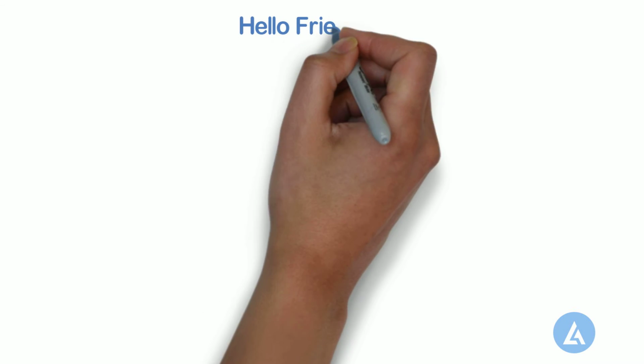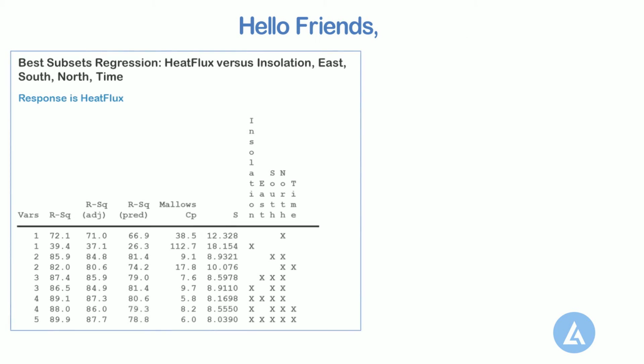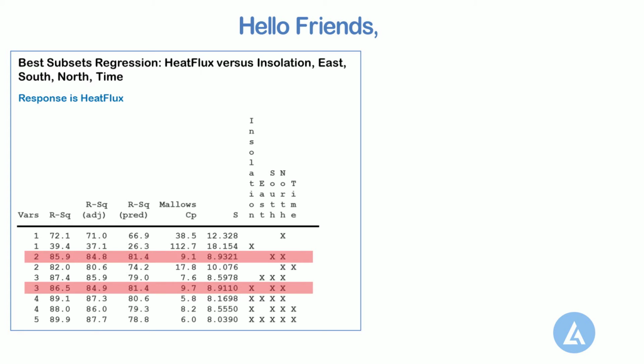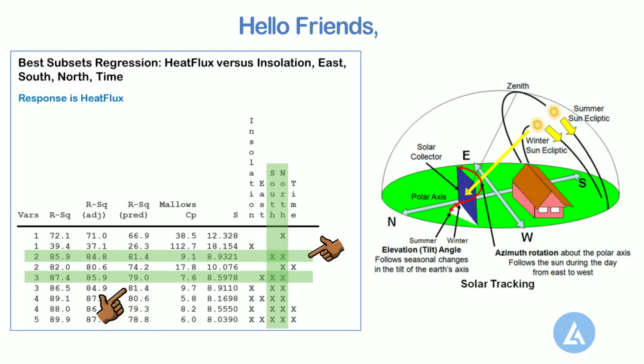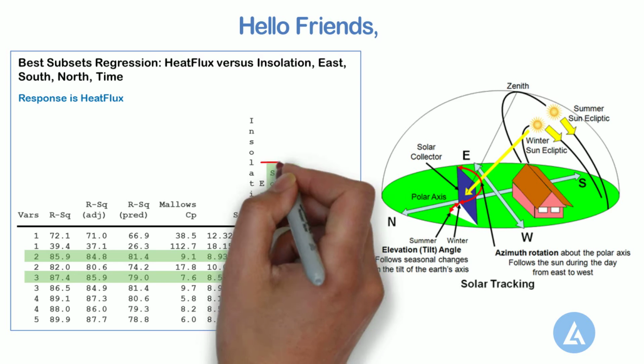Hello friends. In the last video on multiple regression analysis, we had seen best subsets regression to identify models that adequately fit your data with as few predictors as possible by a practical example. After conducting best subsets regression and considering all statistics, we had seen that the best two predictor model included the variables north and south, and the best three predictor added the variable east.